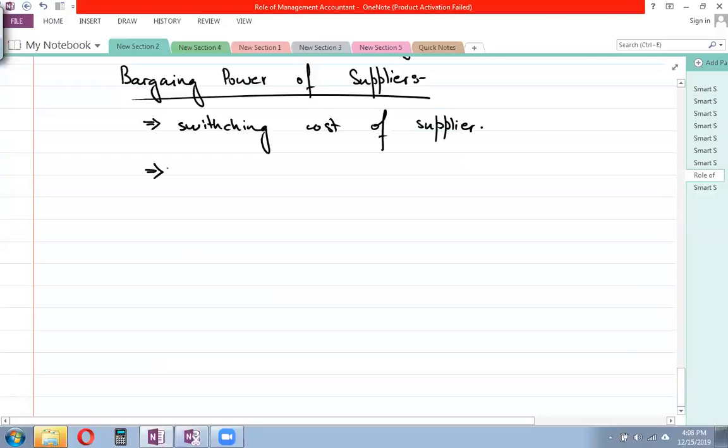We can also see how many buyers are in the market. So the number of buyers in the market, right? Of course that would mean that if the supplier has a lot of customers, they actually don't need us, right? So their bargaining power will be very high.